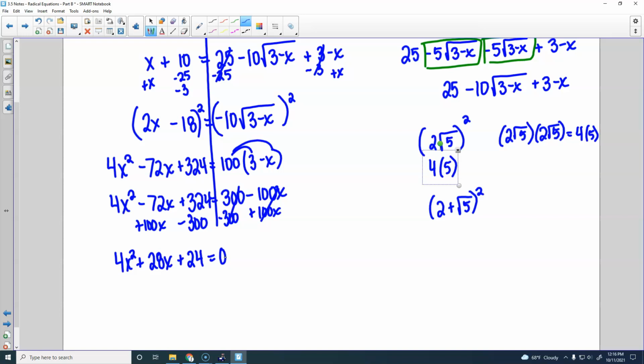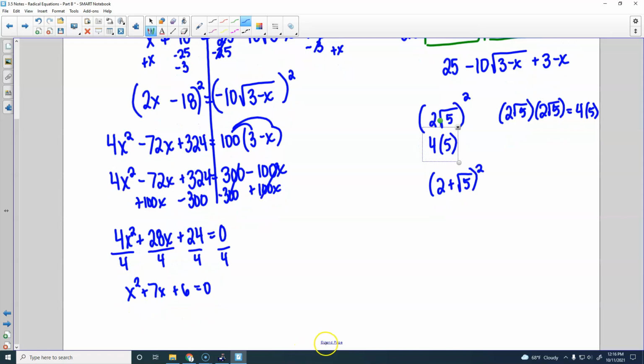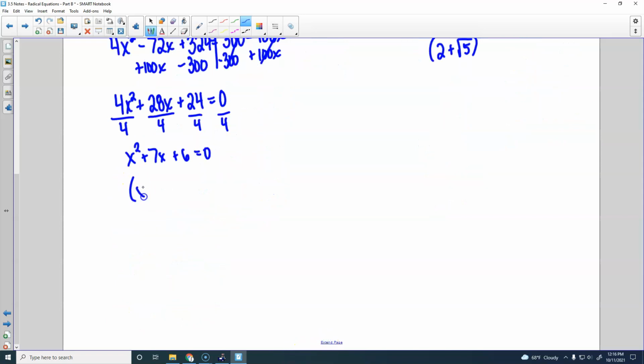What do we need to do now? I divide by 4 because 4 will go into all of these, and that will make it easier to factor. So we divide everything by 4, so we got x squared plus 7x plus 6 equals 0. Finally, we're down to something that is pretty easy to factor, so we should get an x plus 6 and an x plus 1. So our answers end up being negative 6 and negative 1.